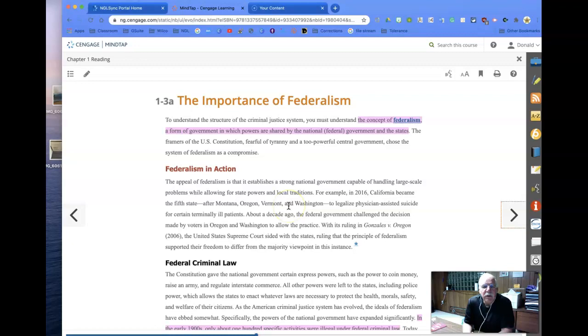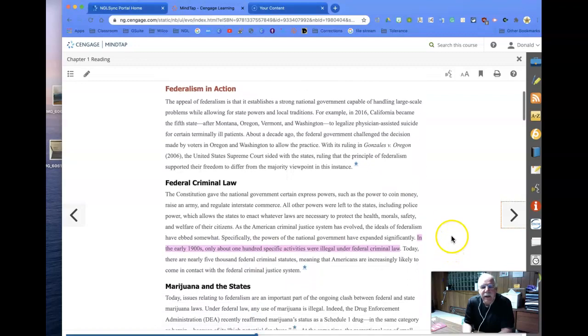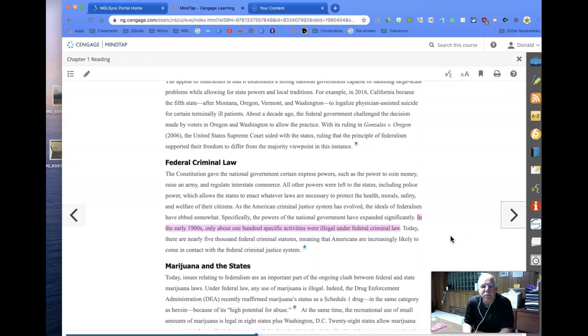So what does that really look like? Well, back in the day, the United States Constitution gave the national government certain express powers. They could make money, they could raise an army, they could regulate interstate commerce. All the other powers were left to the states, including police power. So back in the 1900s, only about 100 specific activities were illegal under the federal criminal law. Today, there's nearly 5,000 federal criminal statutes.